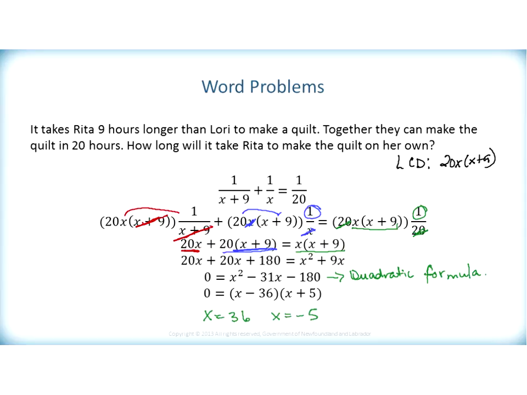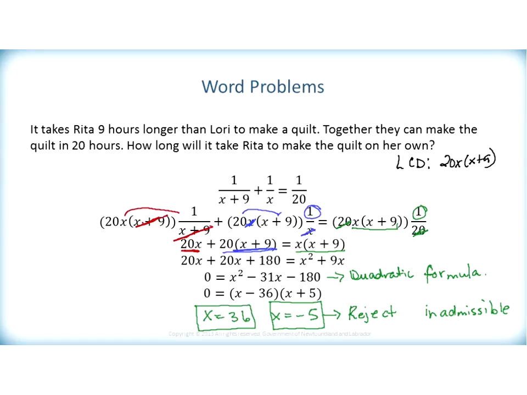So it would take Lori 36 hours to make the quilt, or negative 5 hours to make the quilt. Now, since this negative 5 hours does not make sense in the context of the question, we would reject this. So this is an inadmissible value, since it does not make sense in the context of the equation to have negative 5 hours. The answer would be 36.